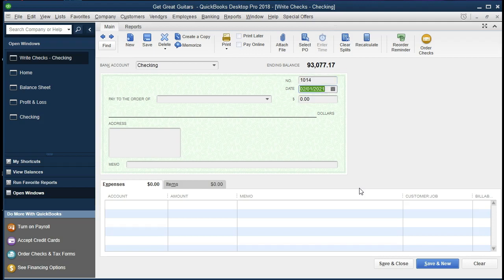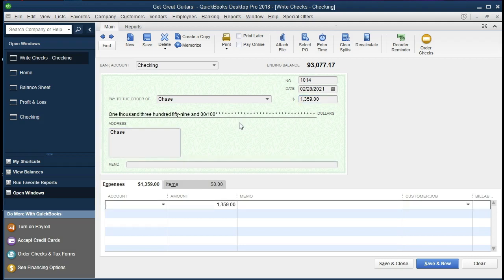We're going to say the date, however, is 02/28/21, and so that's going to be the date. It's going to go to Chase again. And note that we already have Chase set up as an other, not a vendor, not a customer, but other, the person we took the loan out from. The amount is going to be the same, 1359, same amount. However, we're going to break that amount out between interest and principal, a slightly different format.